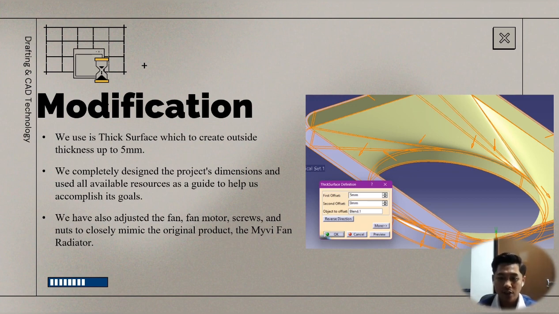So we use the generative shape design in order to create the radiator case, which as you can see in the next figure, there's a yellow surface, right? We use the surface design, alright. So after creating the surface, we use thick surface to create the outside thickness up to 5 mm. So the wall thickness of the fan case is 5 mm.